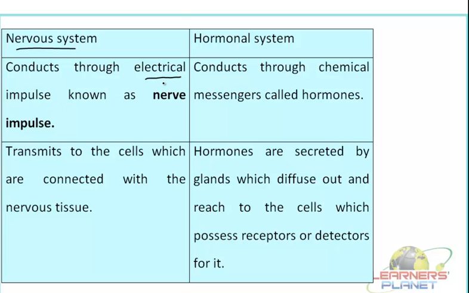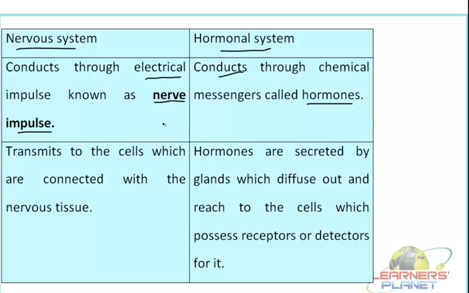And this electrical impulse, since it is a flow of electrons associated with a nerve cell, is known as a nerve impulse. Whereas in the case of the hormonal system, there are no such electrical impulses generated. Rather, it is a sort of chemical reaction. This function is conducted by the involvement of special chemical molecules known as hormones. Where do these hormones come from? They are secreted by the glands.